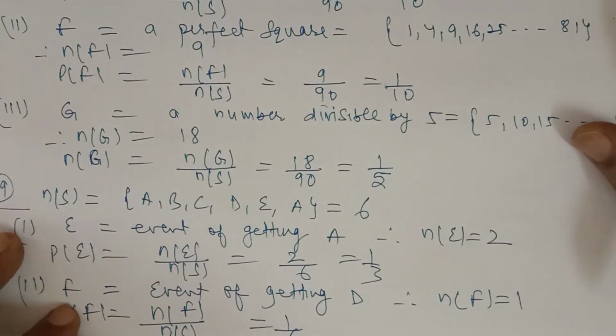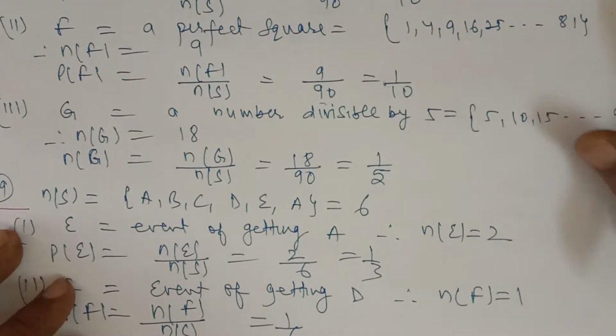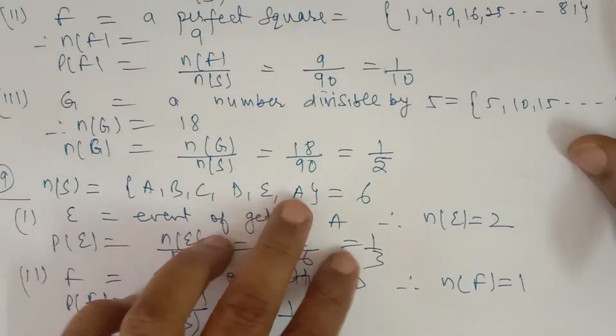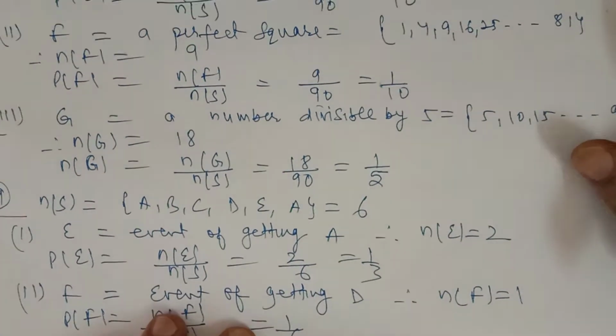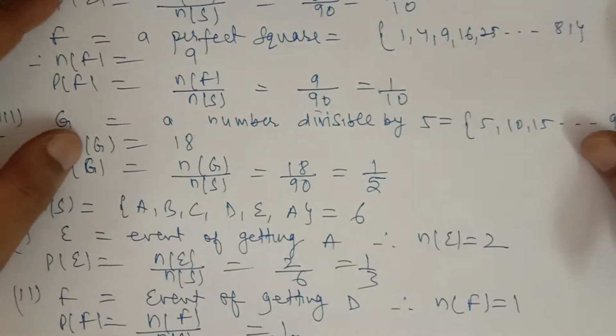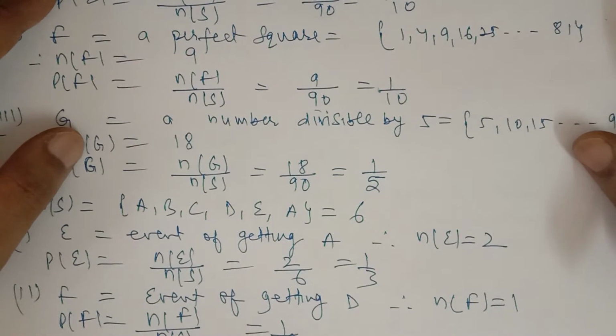Now in the second part, you have to find the probability of getting a D. So how many D are there in 6? Only 1. So the probability of getting a D is 1 upon 6. 1 upon 6 is the probability of getting D on a die which is written A, B, C, D, E and A.